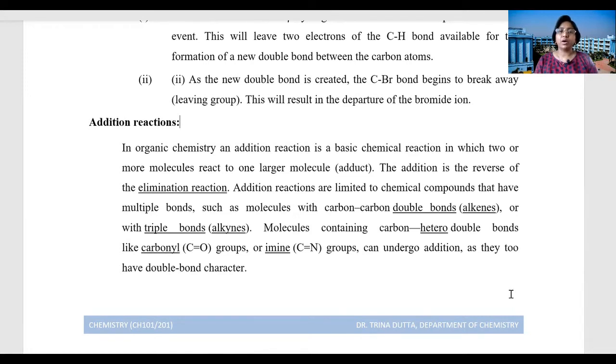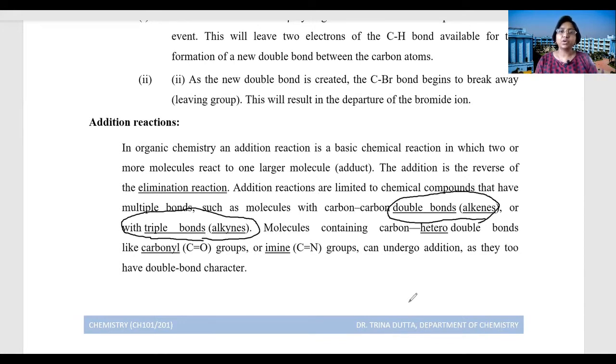or with triple bonds. So if it is saturated, like a single bond, there will be no addition reaction. But if it is either alkene or alkyne, alkene that is the double bond, or with triple bond, that is the alkynes, then only addition reactions are possible. If it is unsaturated carbon, then only addition reactions are possible.